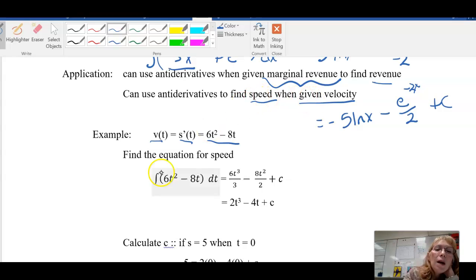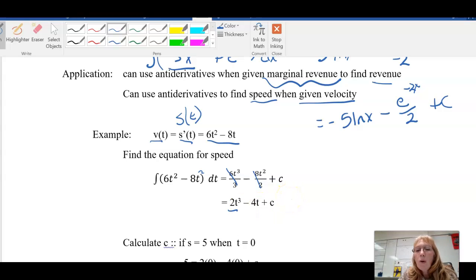my speed, I had to take my velocity, which is 6t squared minus 8t, and take the antiderivative because that's what's going to give me my speed, which is what I need. So I take my antiderivative, so 6t cubed divided by 3, reduce that to t cubed, minus 8t squared divided by 2, reduce that to 4t squared, plus c. This is my speed equation.